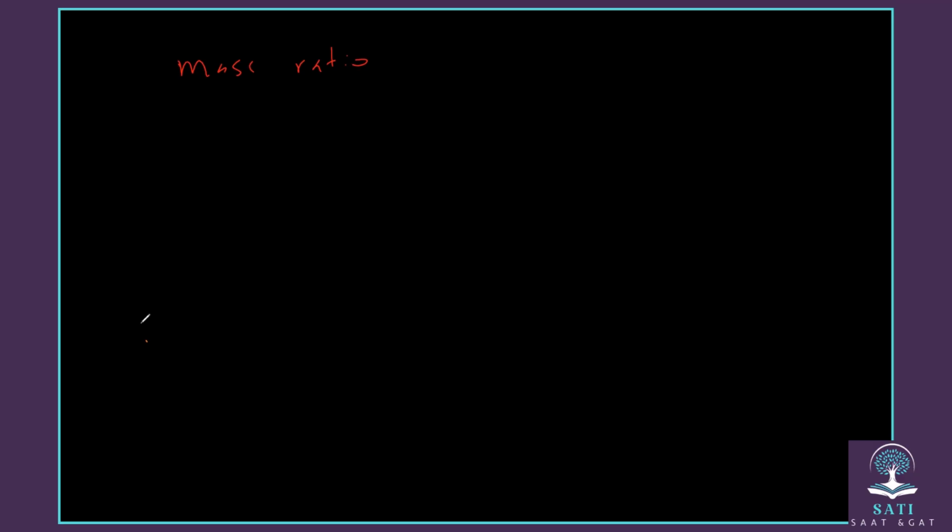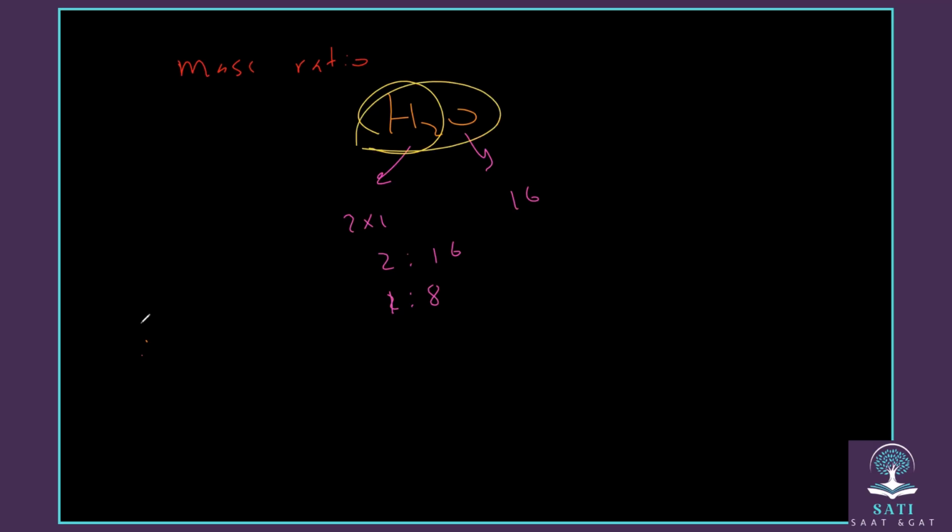Okay, we're going to take H2O just to make it easier for you to memorize. So in H2O, what is the mass of hydrogen? We know the mass of hydrogen is 2 times 1, and oxygen, as we know, is 16 grams. Here the ratio is 2 to 16, which is 1 to 8. This ratio is the mass of hydrogen to oxygen.